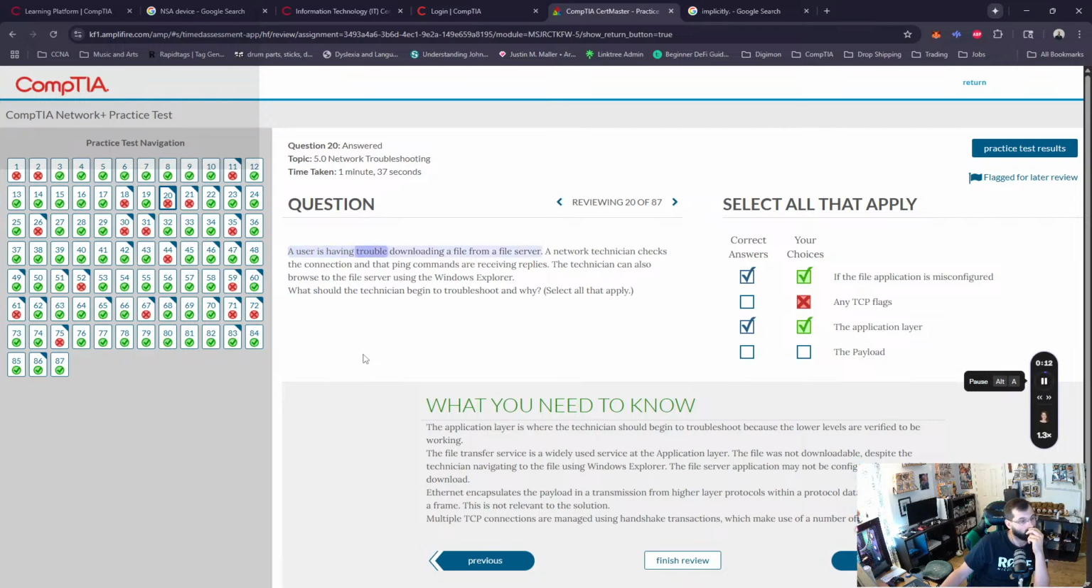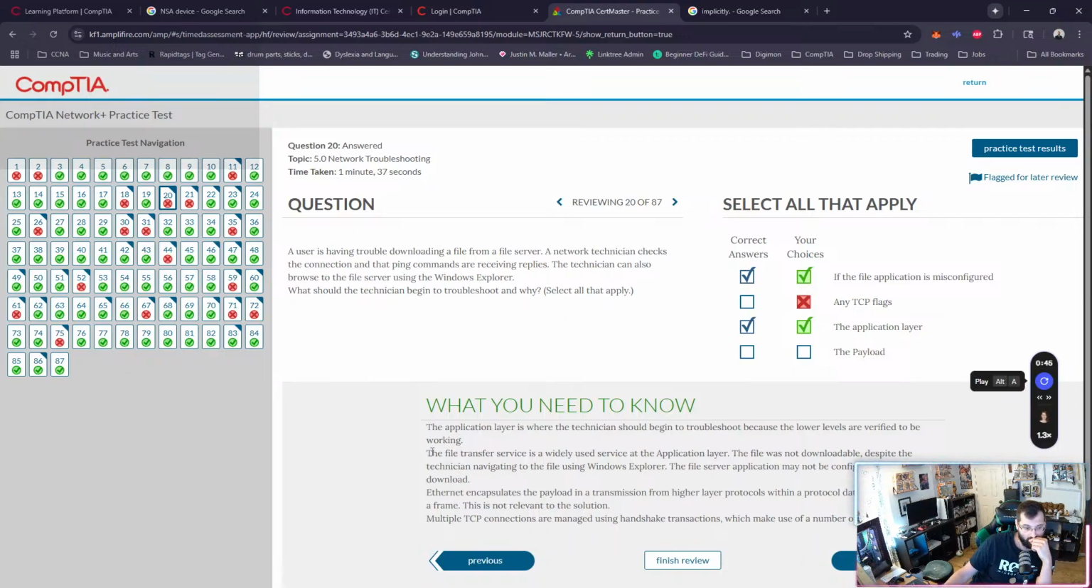A user is having trouble downloading a file from a file server. A network technician checks the connection and that ping commands are receiving replies. The technician can also browse to the file server using the Windows Explorer. What should the technician begin to troubleshoot and why? Select all that apply. So I selected 3. I selected if the file application is misconfigured, any TCP flags, and the application layer. The answer was if the file application is misconfigured and the application layer.